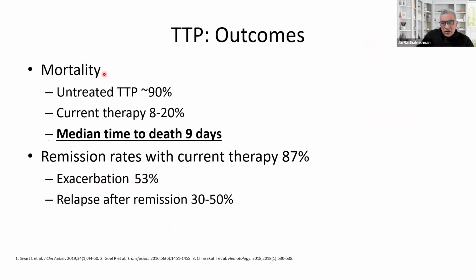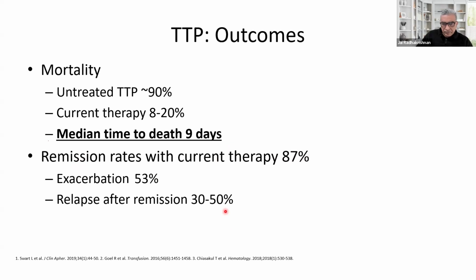So the outcomes, if you're untreated, has got a 90% mortality, and even with current therapy, there's a significant death rate. And this is the point that I'm trying to make right here, that death happens very quickly in the absence of treatment, especially if treatment is delayed. If you are able to treat with current therapy, you don't have a 100% response rate, but it's a very, very high response rate. But even while in therapy, you may get exacerbations, and a significant number of these patients will relapse.